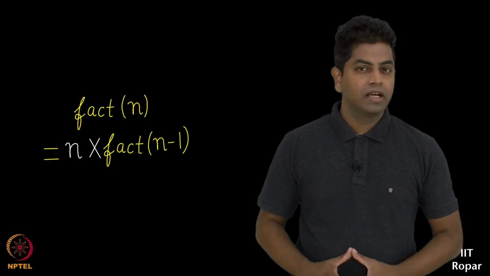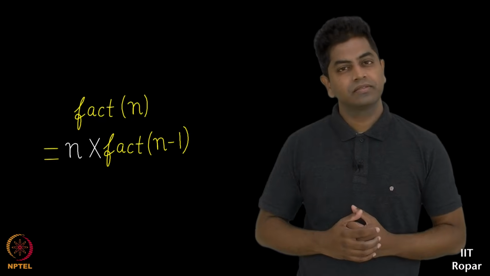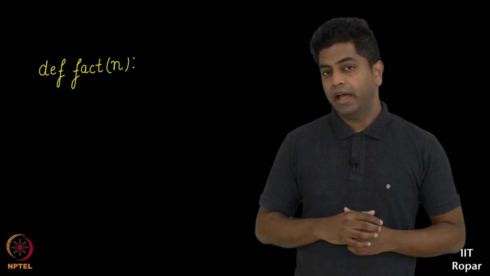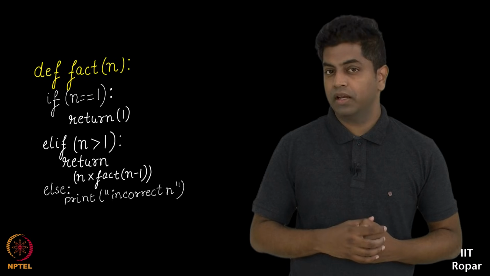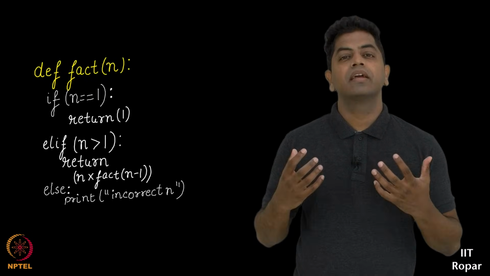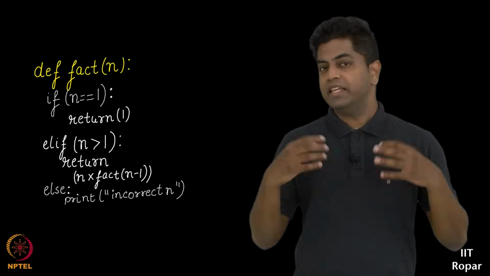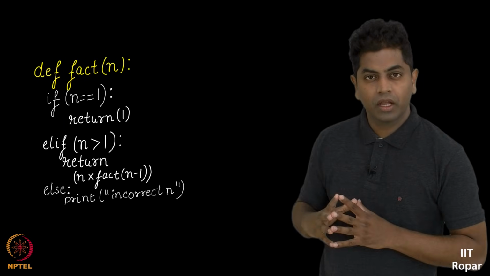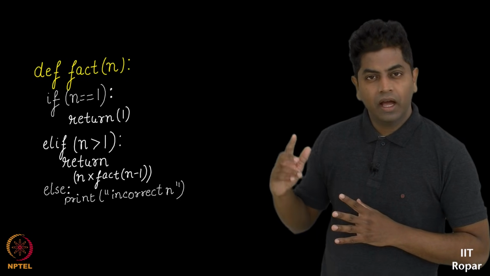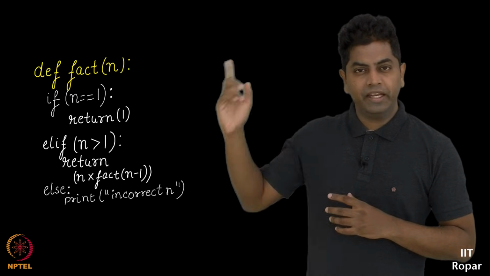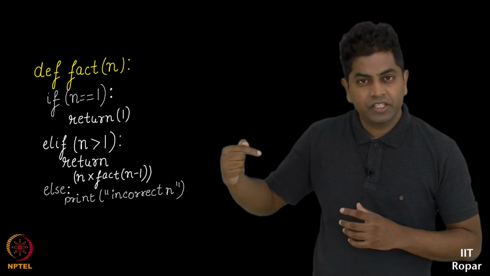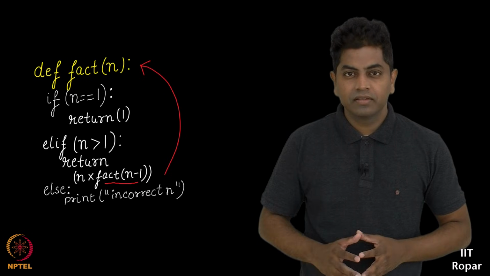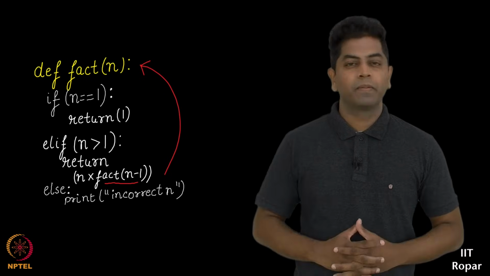So how about this? I define fact function, and then all that I do is return n times fact of n minus 1 whenever n is greater than 1. If n is equal to 1, I simply return 1, and that's what this program is doing. Now wait a minute. I'm defining a function and calling the function's name within the same function. Isn't that weird? There's actually nothing weird about it.